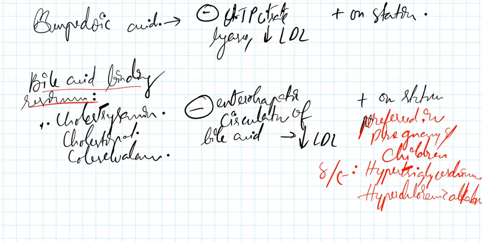And this decreased absorption of other drugs is seen minimally with colesevelam. Means colesevelam is safer than the rest of the two drugs, that is cholestyramine and colestipol. But the most important side effects are hypertriglyceridemia and hyperchloremic alkalosis. This is about bile acid binding resins.